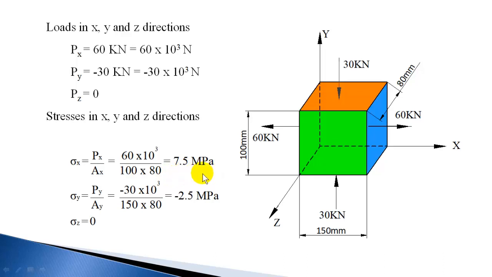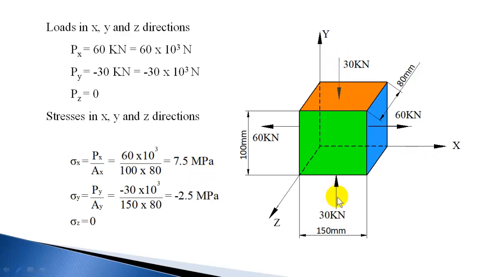You get Newton per mm square, which is equal to megapascal. The load is in Newton and the area is in mm square, so you are getting 7.5 Newton per mm square, which can be written as 7.5 megapascal.